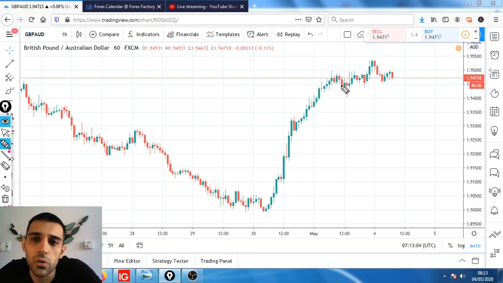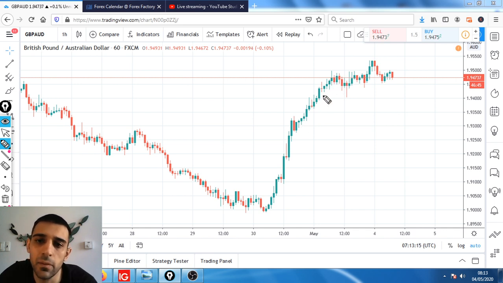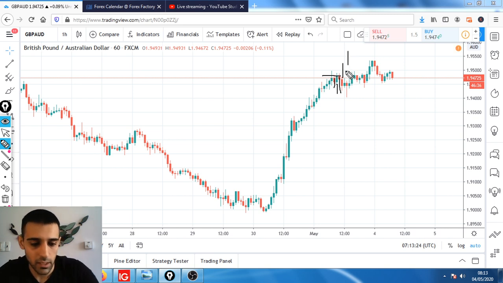So we want to know for sure, but we can just give it a try. In this case, it still looks nice. Obviously, the setup is not as clean as if the price would have come up to the resistance and tested and made maybe, let's say, 2 candles and then continue towards upside.